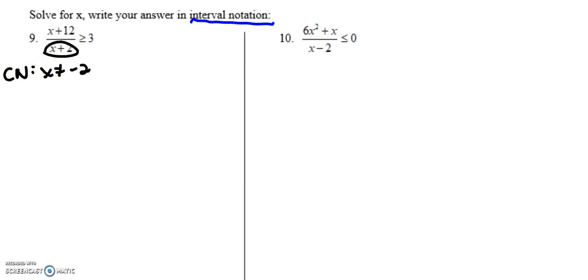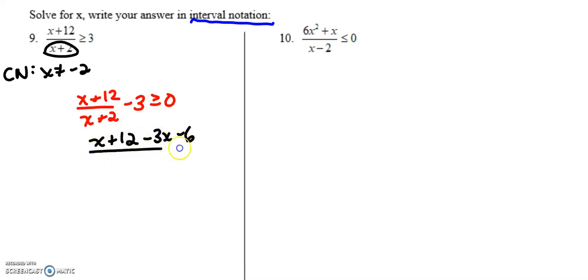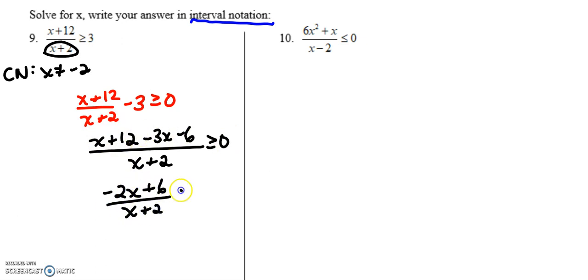But then I also need to go through and solve this as if it were an equation. So I'm going to say x plus 12 over x plus 2 minus 3 is greater than or equal to 0. I'm going to find a common denominator to be able to add these things together. So x plus 12 minus 3x minus 6 all over x plus 2. So now I get x minus 3x is negative 2x, 12 minus 6 is 6 over that x plus 2. So again, negative 2 came from the denominator.